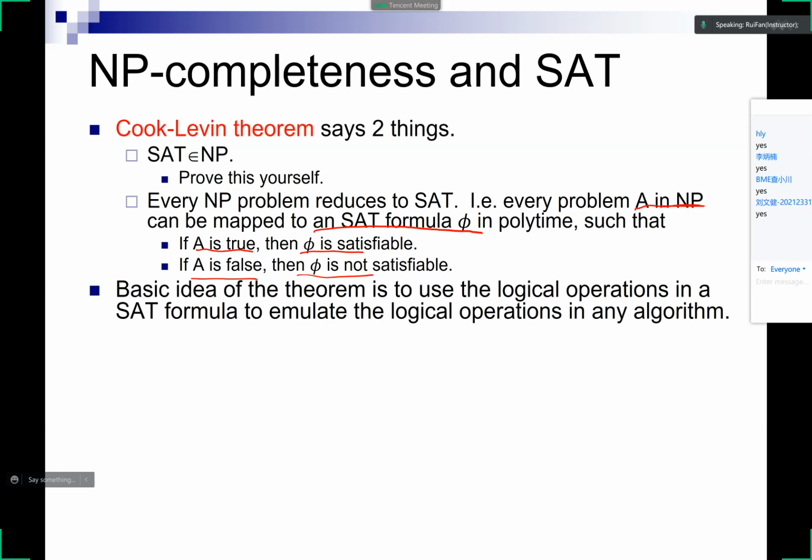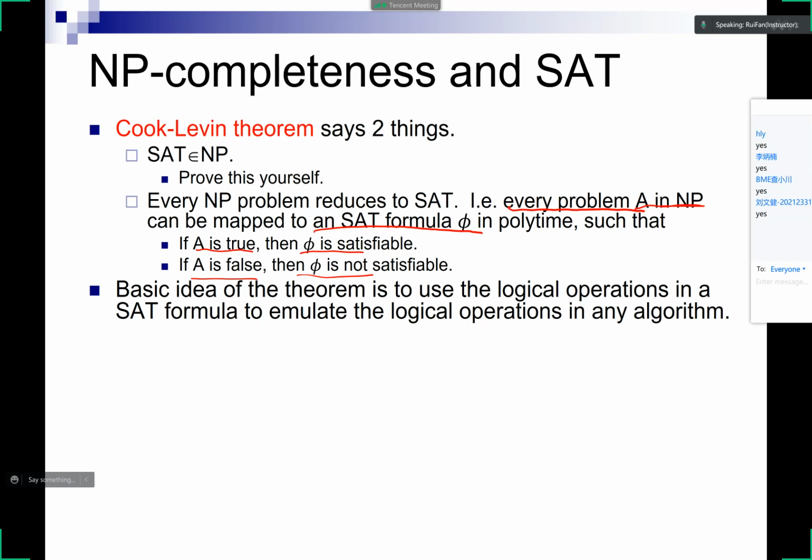The hard part about doing this is that this fact has to hold for every NP problem. And there are an infinite number of NP problems, right? So how can you show that something is true for an infinite set? I'm not going to go through the proof of this because it takes a long time, but the basic idea is not too complicated.